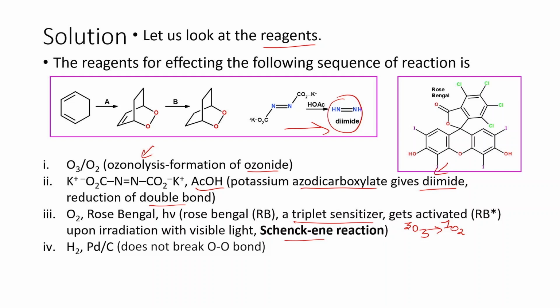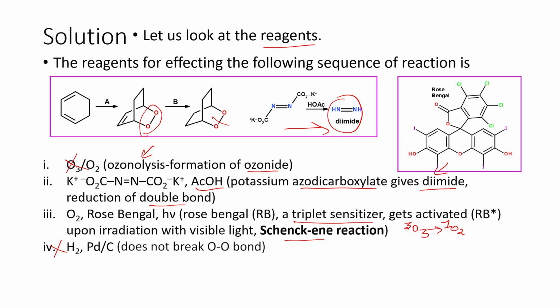This palladized carbon does not break the oxygen-oxygen bond. If you look at the possibilities, ozone is not possible because here a peroxide is formed, and ozone cannot give the peroxide. So this is ruled out. In the last one, hydrogen with palladized carbon basically breaks the O-O bond, but in the final product we have the O-O bond. So this reagent is also ruled out.